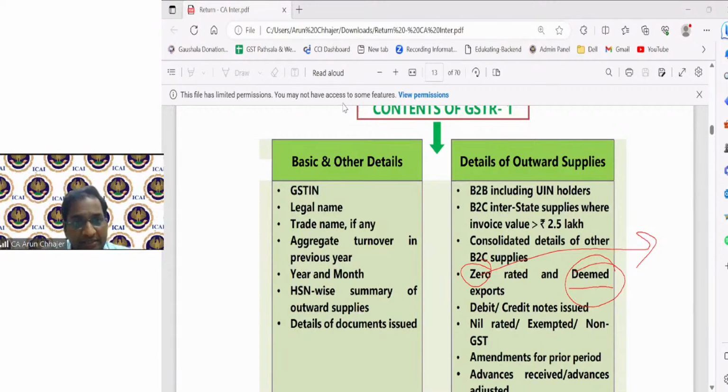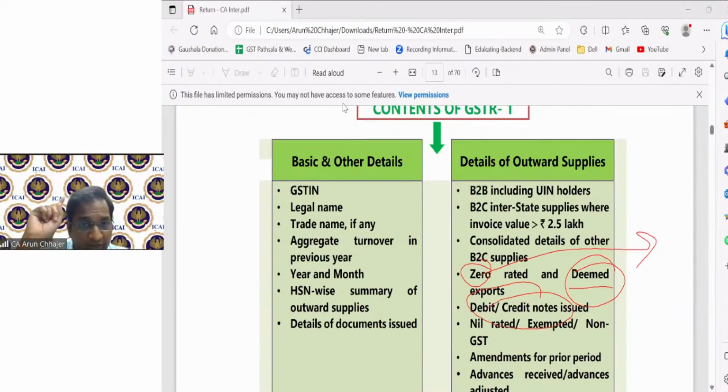What is the deemed export? The deemed export means supply to EOU, supply against EPCG license, एडवांस ऑथराइजेशन. कुछ फॉरेन ट्रेड पॉलिसी में कुछ डीजीएफटी लाइसेंस इश्यू करता है, उन सब के अगेंस्ट में अगर सेल करते हैं तो उसे डीम्ड एक्सपोर्ट कहते हैं. बट दैट इज नॉट अवर cup of tea. That is not required to be discussed in detail.